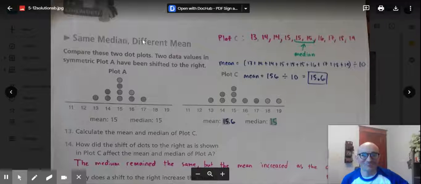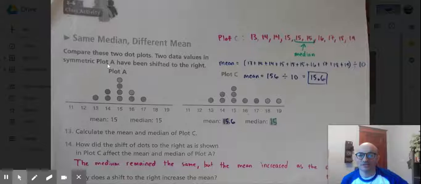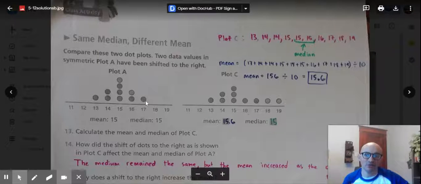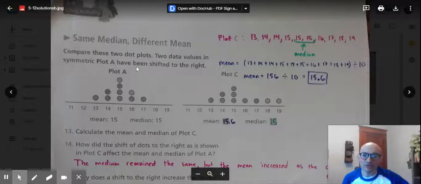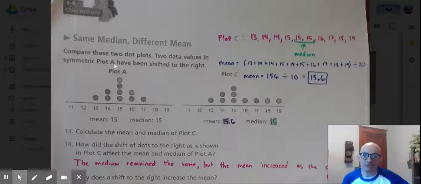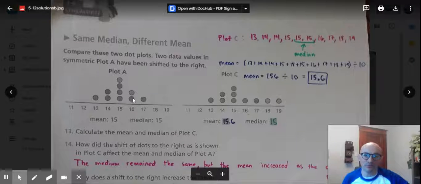The first thing we want to always do is read the heading, and it says, compare these two dot plots. Two data values in the symmetric plot A have been shifted to the right. If we look at plot A, of course, we see this nice symmetrical data set. It makes a nice triangle as I trace it around with my cursor here. Let's see if you can find them.